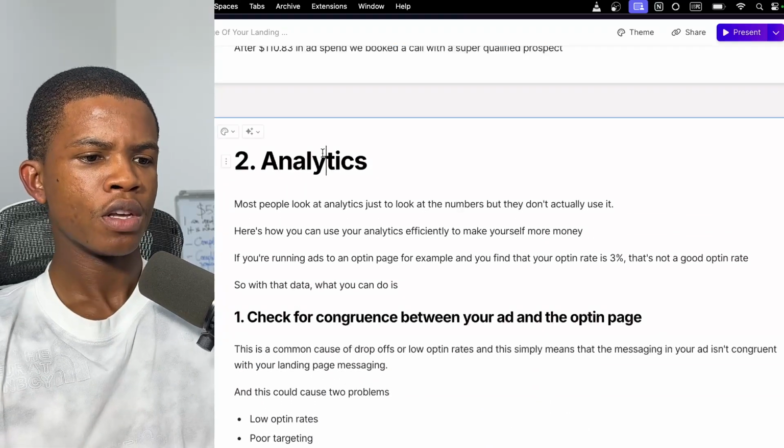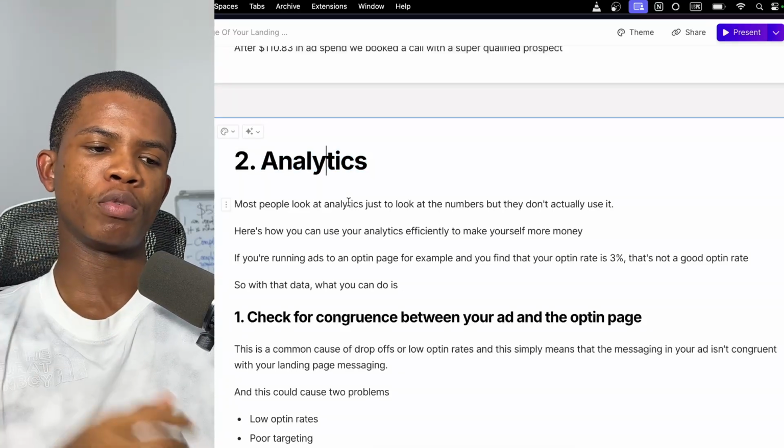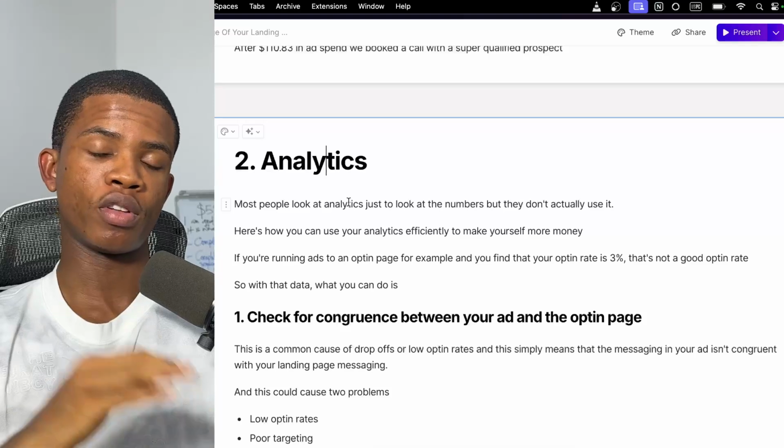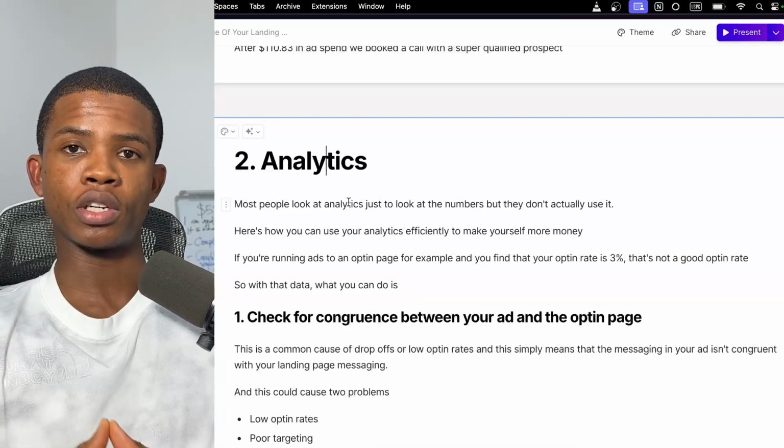Anyways, so number 2 is analytics. The problem with analytics is that a lot of people look at analytics just to look at the numbers, but they don't actually use it, right? Because you can use your analytics efficiently to make yourself more money.